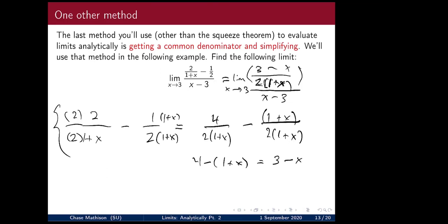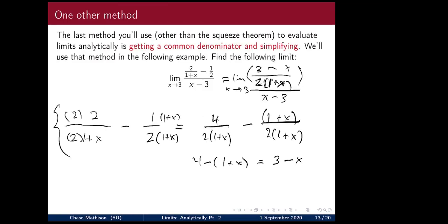Cool. All right, so we'll move on. Who remembers how to divide fractions? Because this is really, well, let me give myself some more room. This is really the limit as x approaches 3 of what? 3 minus x over 2 times 1 plus x, and all of that divided by x minus 3.